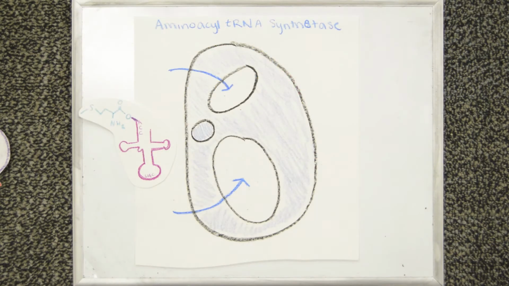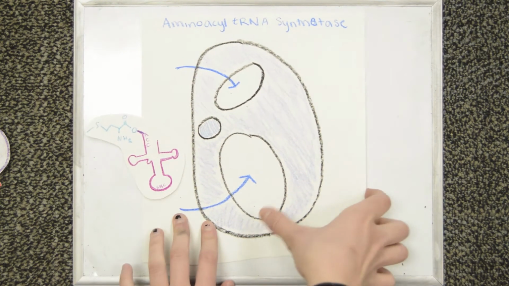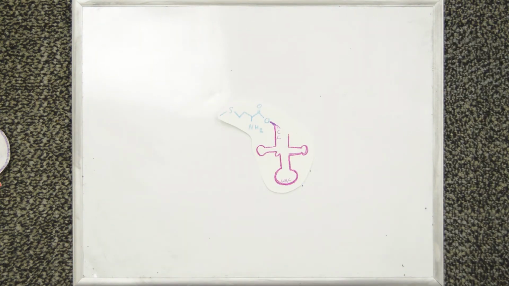The carboxyl end of the amino acid is able to bond to the hydroxyl group on the adenine in the CCA sequence to form an aminoacyl tRNA. The process of the appropriate amino acid being bound to a tRNA molecule is called tRNA charging.